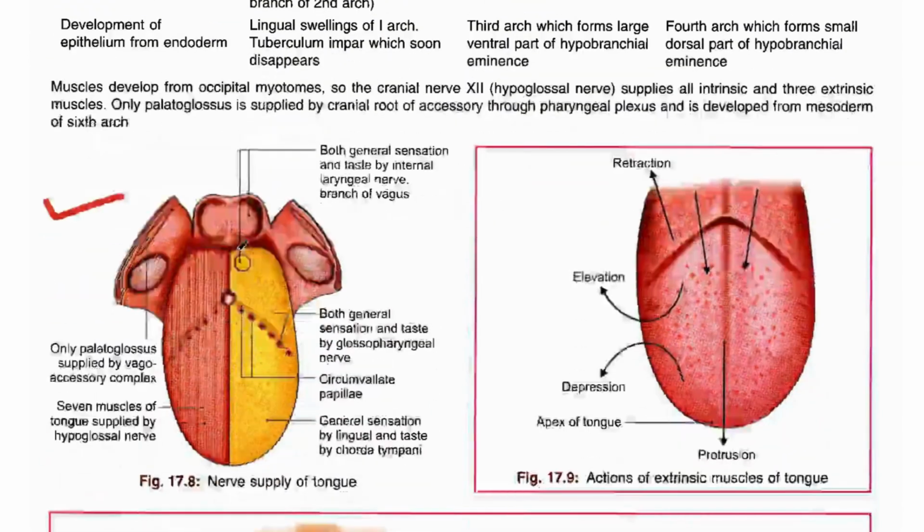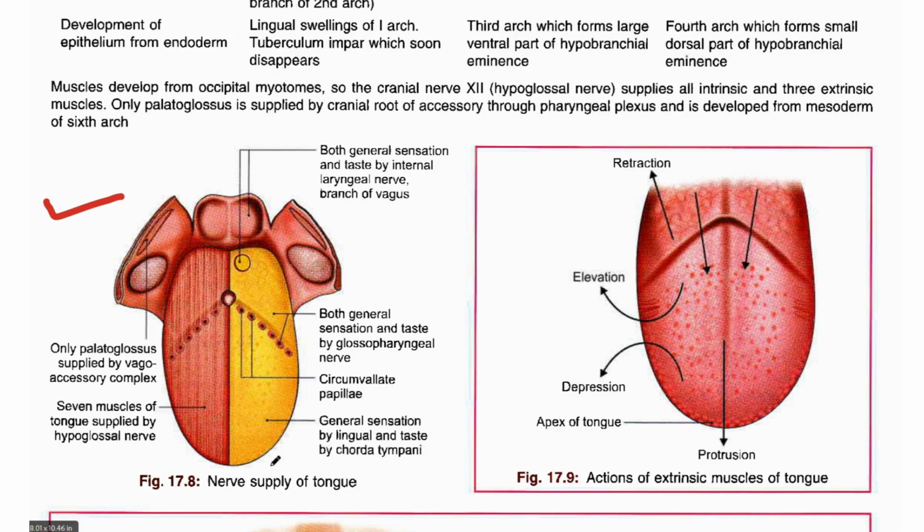Now we move on to this diagram. This diagram shows you the nerve supply of the tongue. So over here you can see the general sensation by lingual and taste by chorda tympani, that is the anterior two-thirds of the tongue. The muscles of the tongue are supplied by the hypoglossal nerve. Only palatoglossus is supplied by the vago-accessory complex.